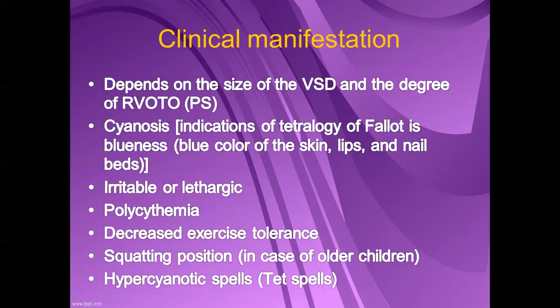Cyanosis is the first and foremost sign and symptom. The indications of tetralogy of Fallot are blueness, blue color of the skin, lips and nail beds. Next, irritable or lethargic, then polycythemia, decreased exercise tolerance, and squatting position in older children. One of the fine signs we can identify is that the child maintains the squatting position, which is more comfortable for the child.